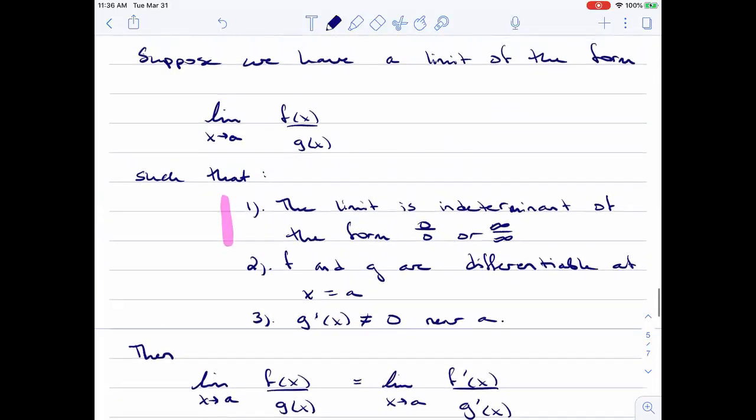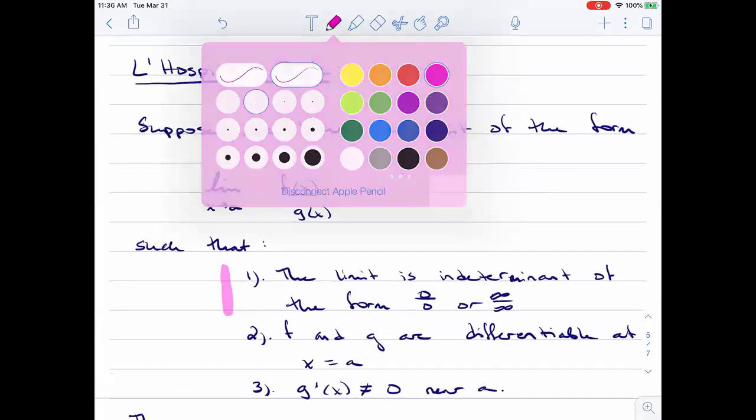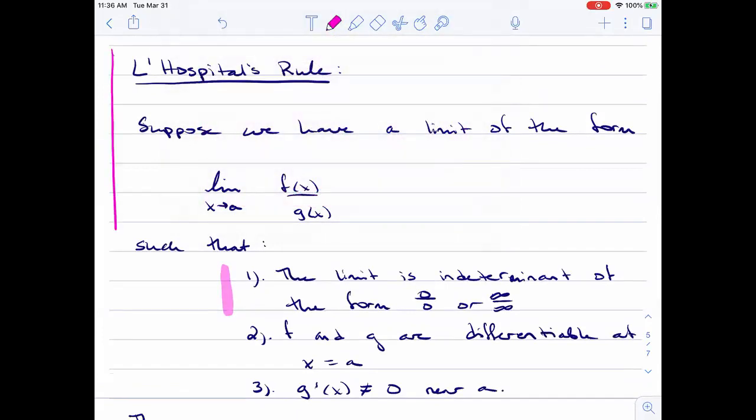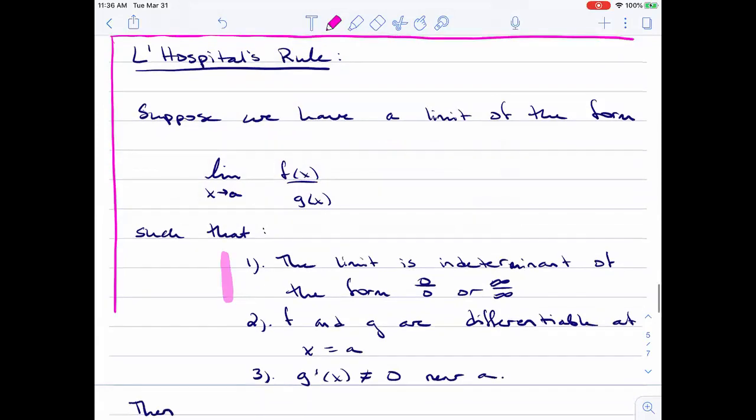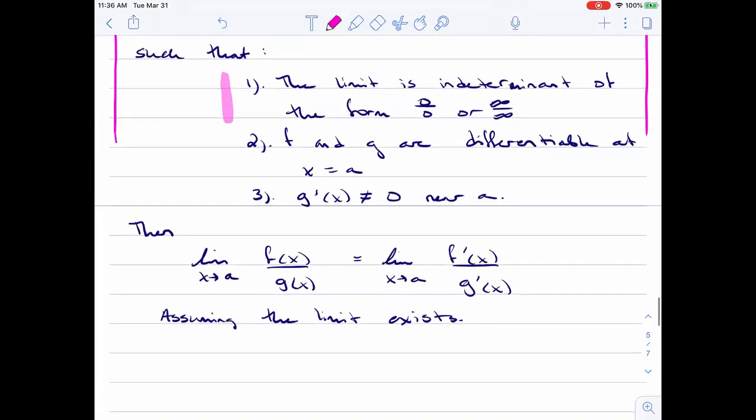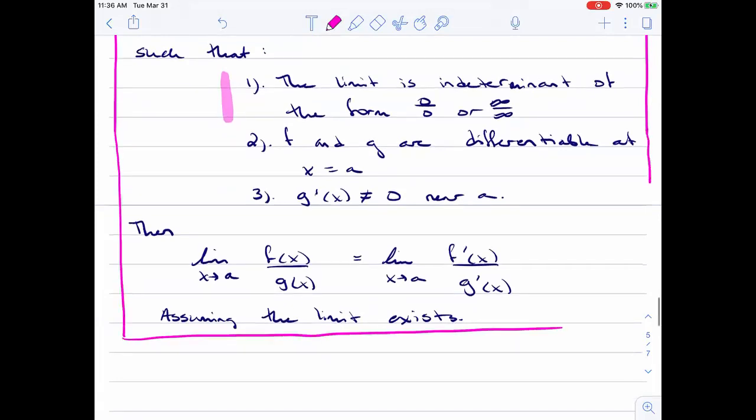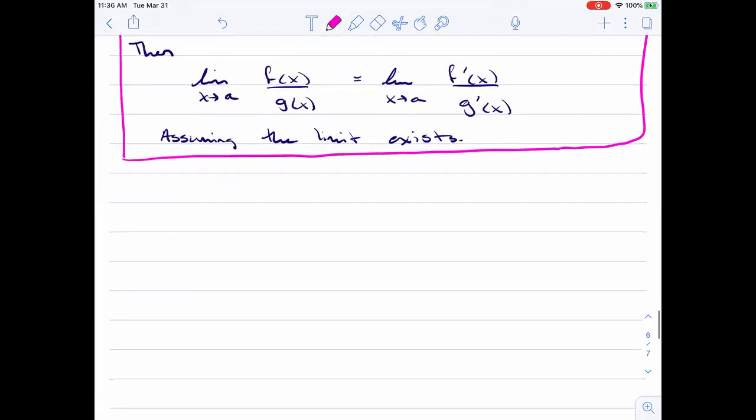So I'll put a box around this. That's what this whole section is about, L'Hopital's rule and how to use it. But what you'll find is that it's going to make your life a lot easier when you're dealing with limits, right? When you go back and work on limits, having L'Hopital's rule is going to make things a lot easier.